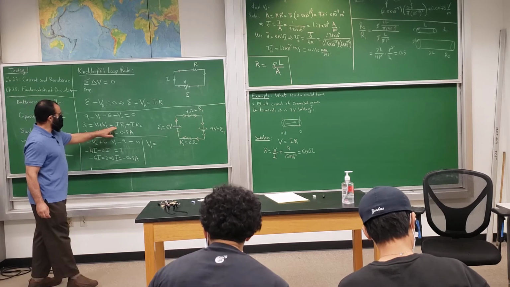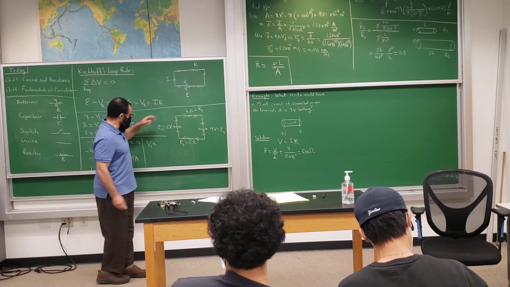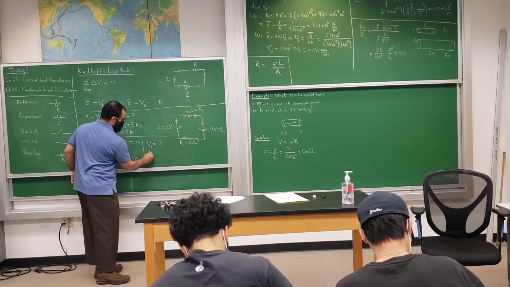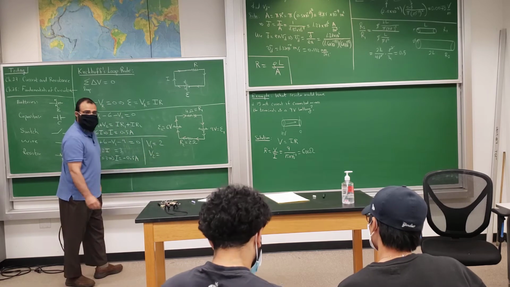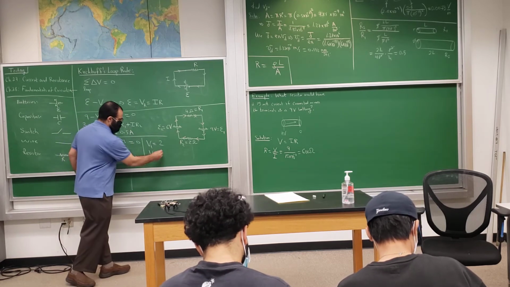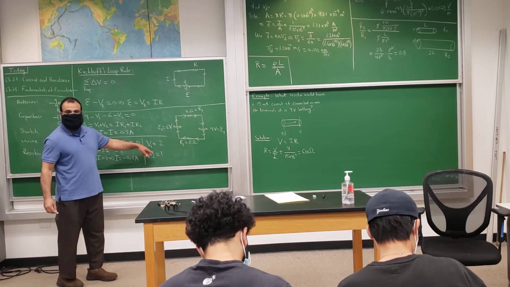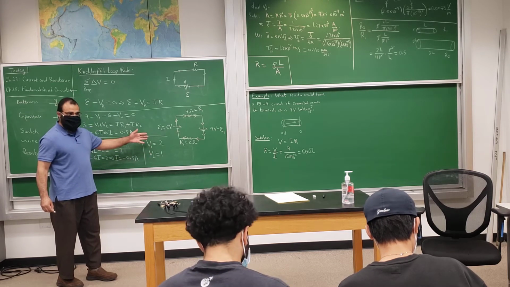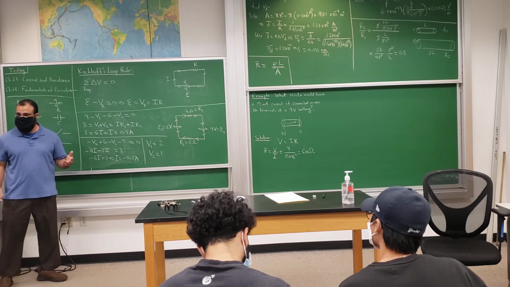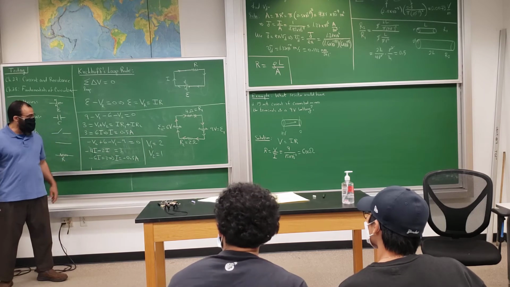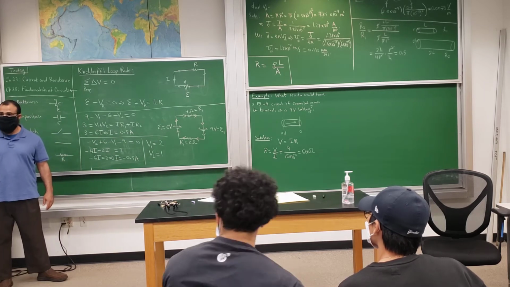0.5 times 4, which is 2, and then V2 is 0.5 times 2, which is 1. So what's the total? 3. And that's effectively equal to these two batteries, put in this way, providing me with just 3 volts.